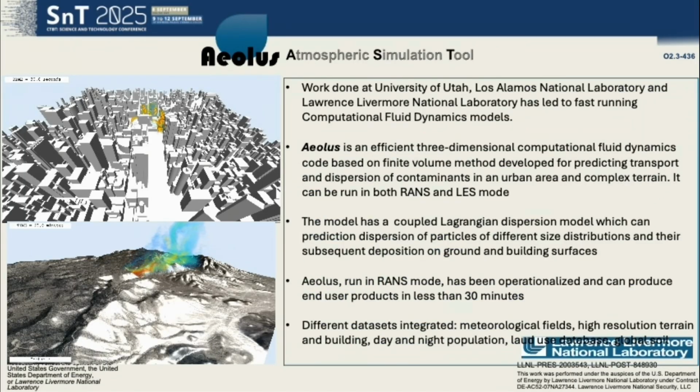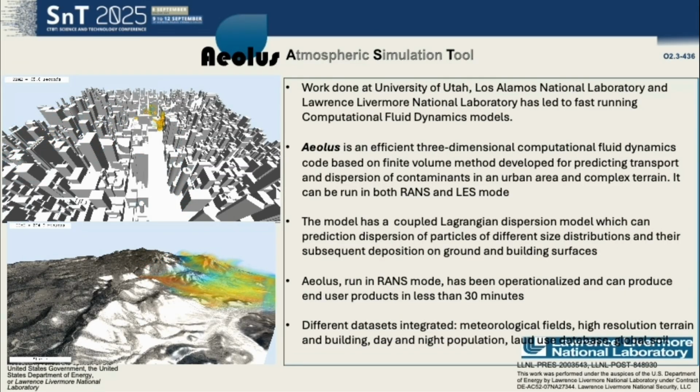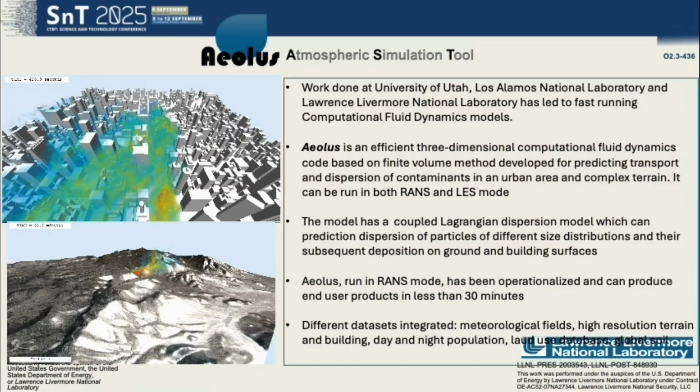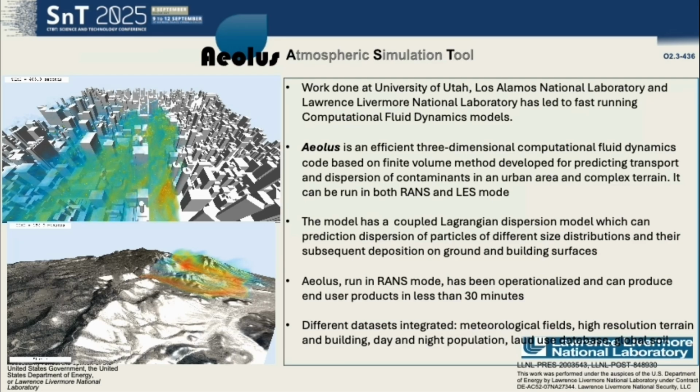To understand this, we are planning to connect two different models. One is a subsurface model and one is the atmospheric transport model. I'm going to talk about the atmospheric transport model, AOLIS. AOLIS is an atmospheric simulation tool. It's a very high fidelity tool, based on work done at University of Utah, Los Alamos National Lab, and Lawrence Livermore National Lab. It's a fast running computational fluid dynamics model, an efficient 3D CFD model based on finite volume, and can predict transport and dispersion of contaminants in urban areas as well as complex terrain.